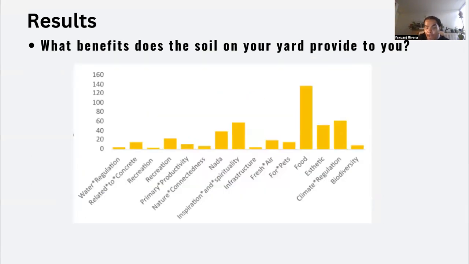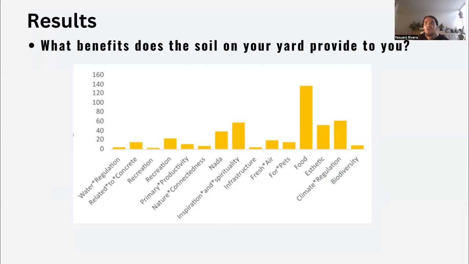So now when we see the graph, we see obviously that food, climate regulation, and spiritual and inspirational practices are the main results. Now, food is drastically above climate regulation because we had 138 people answer that. And it's important to note that when they're talking about climate regulation, they're referring to the local changes in temperature when there's plants present.